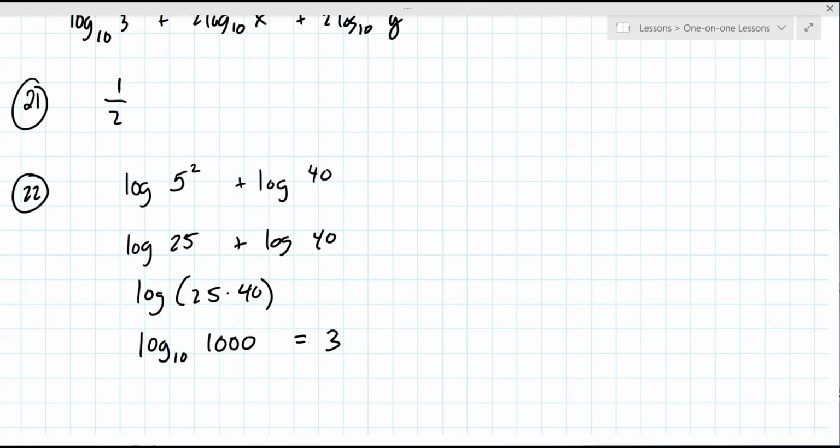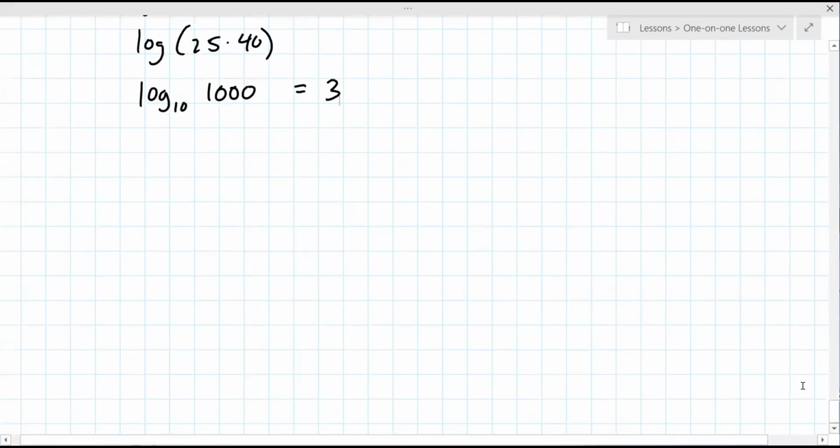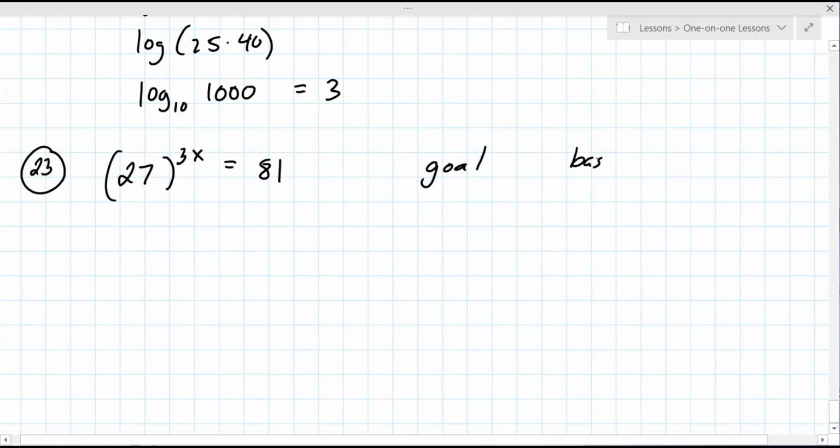All right, let's do 23 next. So that's 3 to the 3x equals 81. The goal here is to get the base equal the base. So for example, 81 can be written as 3 to the 4th power. So if you can turn the left side into 3 to the something power, you can solve this. So 27, for example, can be written as 3 cubed. And then that 3x just comes down. Is that something you've seen in class?